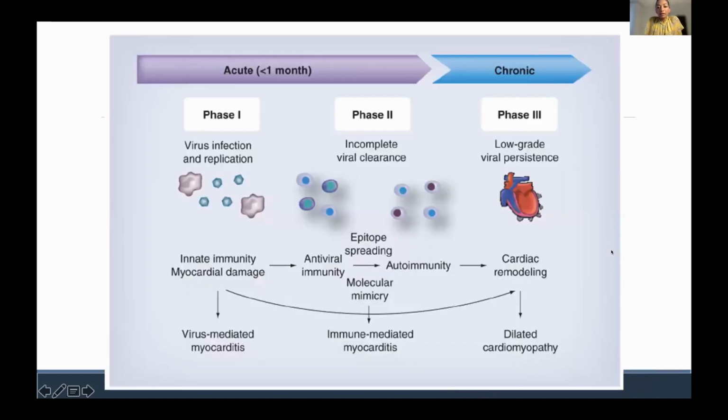There are three phases essentially in development of myocarditis by viruses. Phase one is myocardial damage by viral infection and replication. And then innate immunity, which really leads to the development of the LV dysfunction that you see. And then chronic cardiac remodeling can occur over time and lead to dilated cardiomyopathy.